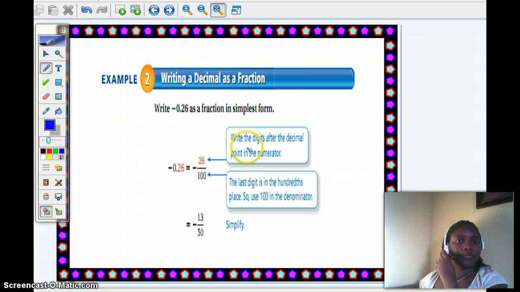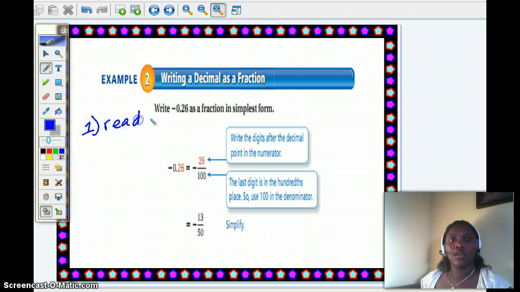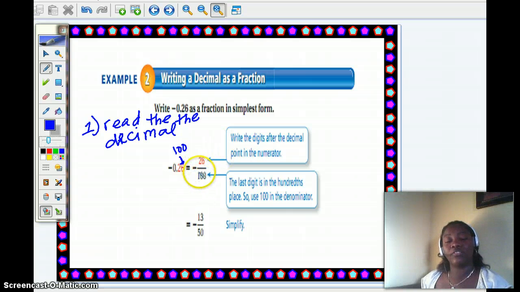Alright, next step is now we need to be able to go back from the decimal form to the fraction form. Now, first thing you want to do, step 1 here, is to read the decimal properly. For example, this right here is negative 26 hundredths. The 6 is in the hundredths place, so that's where we read it. So when we change it to a fraction, we put it 26 over 100.